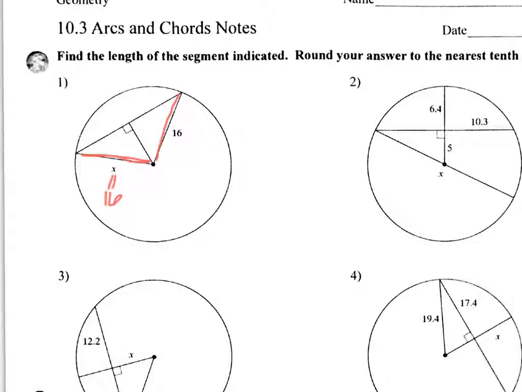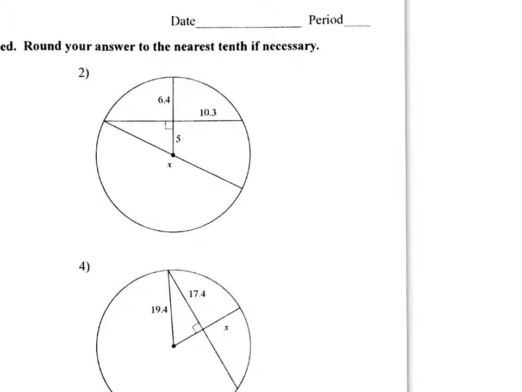Okay, the next problem, a little different. We still have this right angle in here. Whenever you see the right angle, this right here is a chord. That right angle means it bisects that chord. So that means over here, this is also 10.3. Okay, just something to note.